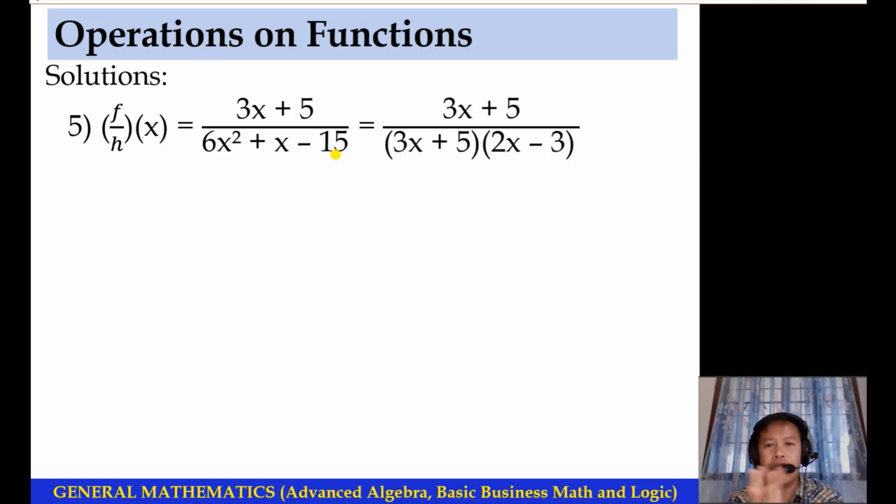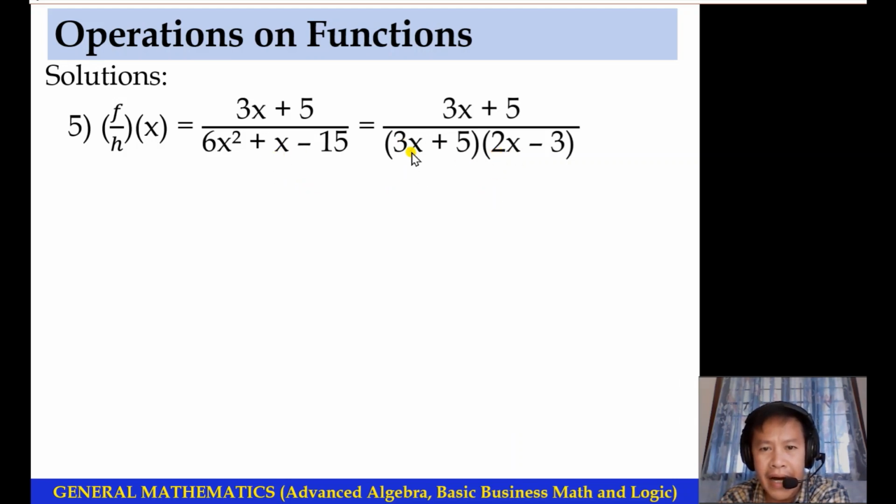And among these factors, what are those two factors which, if you multiply them, the result is 15? You have 5 and 3. Now, this is trial and error. So, we are going to check if the middle term will come out.